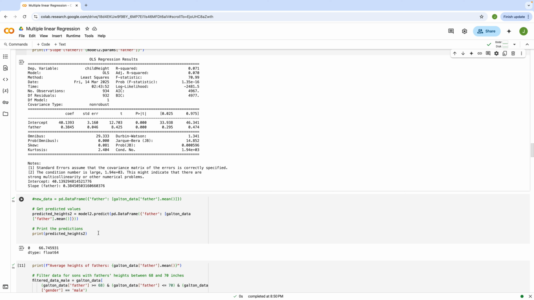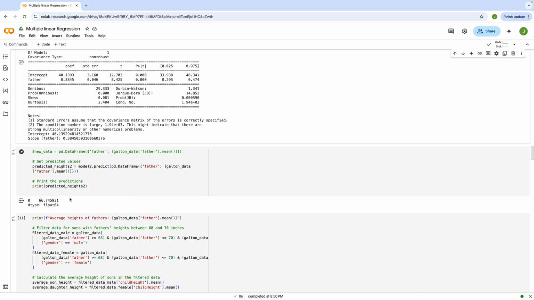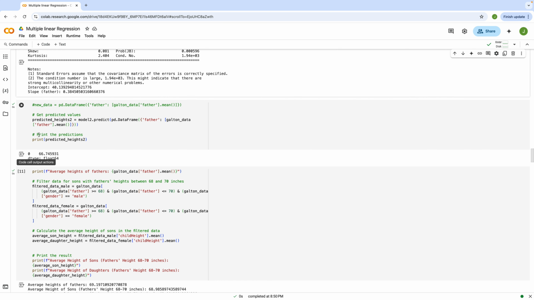I can also get predicted values. And here, one thing that this is doing is calculating in this cell the average height of fathers right here. And it's showing it to be 66.74. So here's the predicted height of an average father.